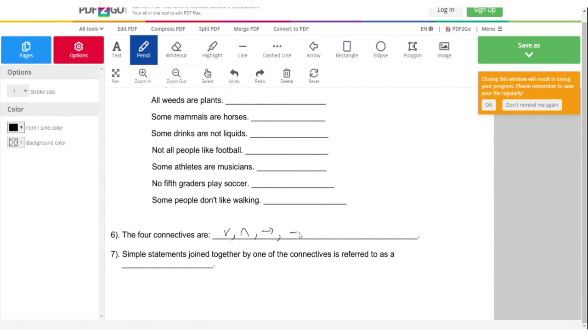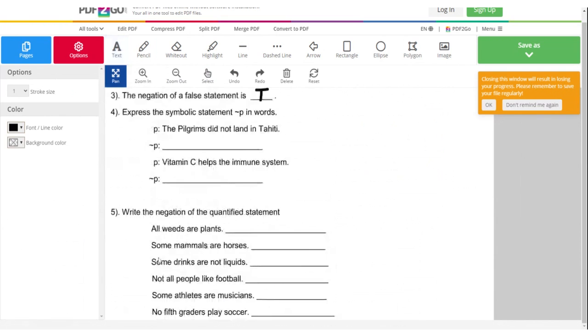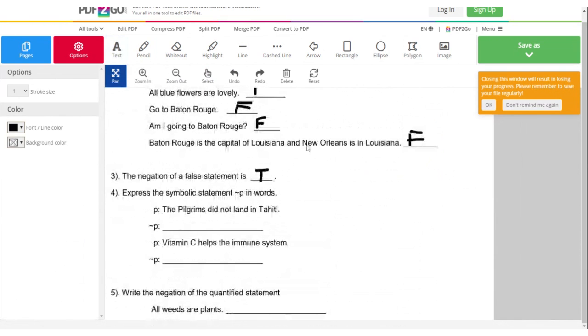That's your four connectives: or, and, if-then, if and only if. And this would be compound. And that's what that statement was up here. See, that was a compound statement, because it's got two simple statements showing with an and.